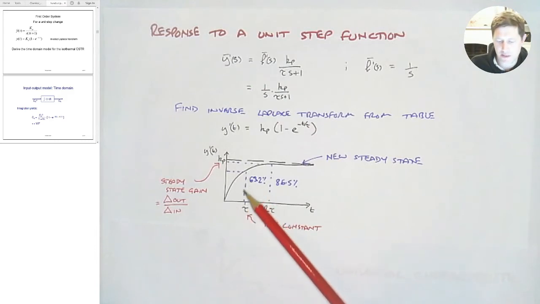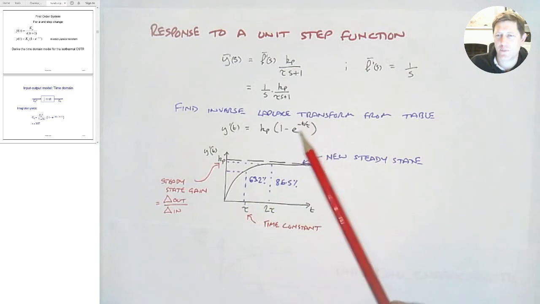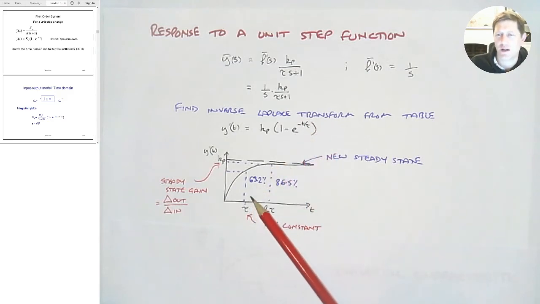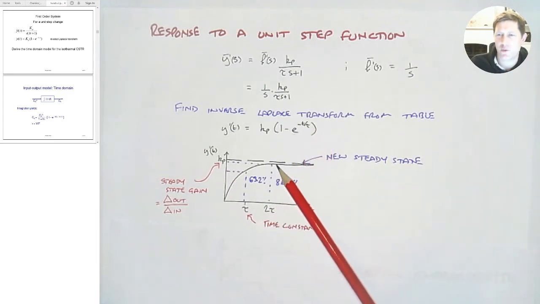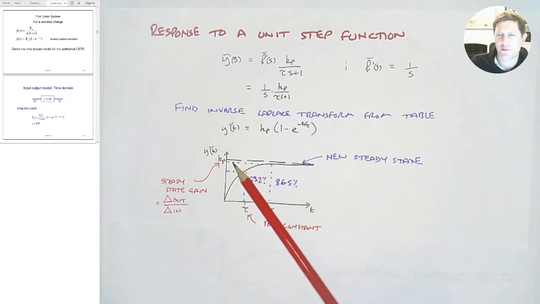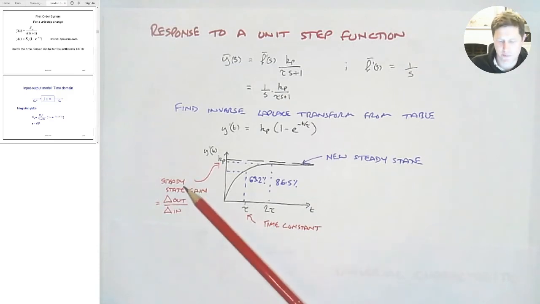And we can see that at particular times, when t is equal to tau, then that's e to the minus 1, and so we know that at that point we'll be 63% of the way to our new steady state value. When t is equal to 2 tau, then this is e to the minus 2, and so then we know that we're going to be about 87% of the way to the new steady state value. So tau is the time constant, and the time constant describes the characteristic time behavior of the system.